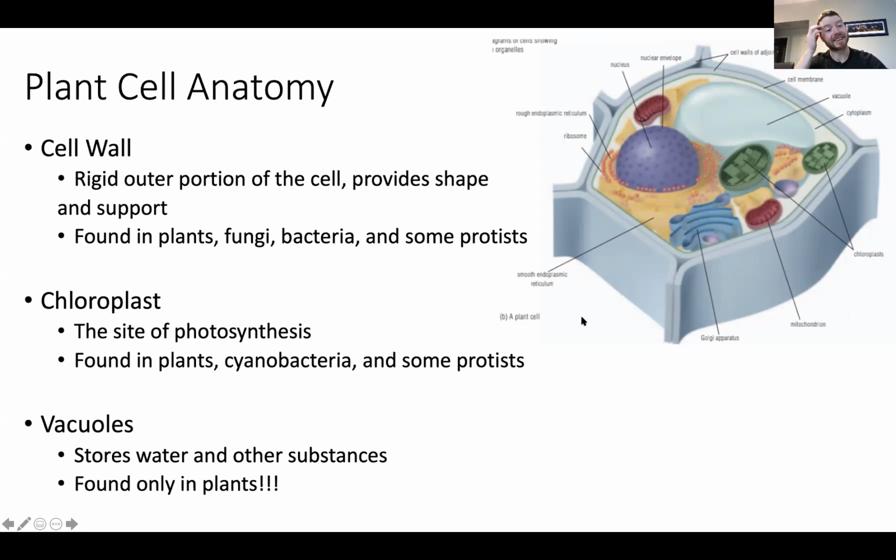Lastly, only found in a plant cell is a vacuole. This vacuole is pretty much a storage center. It will store whatever it needs to, so water, maybe some food particles if it's getting ready for the winter. Again, these are only found in plants.